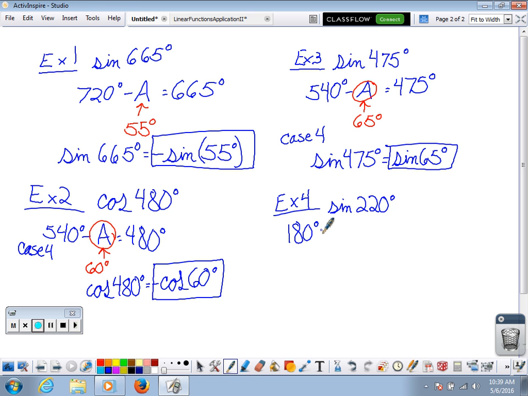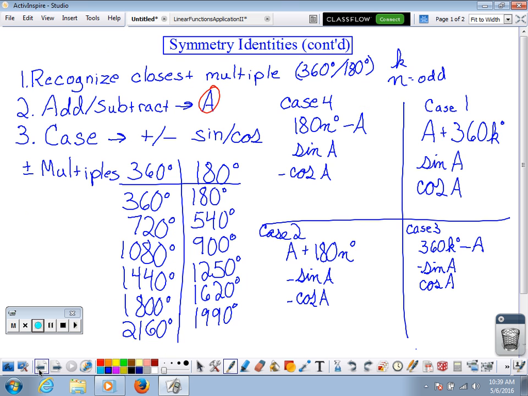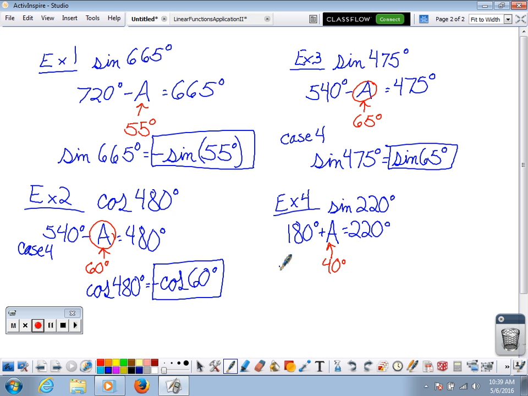So I have 180 degrees, like you said, plus that first quadrant angle equals 220 degrees. Okay, now what? Okay, that A is 40 degrees. Okay, now someone new. What comes next? What do I think about now? Okay, this one's going to be case 2. I have a multiple of 180 degrees plus that first quadrant angle. That's case 2.